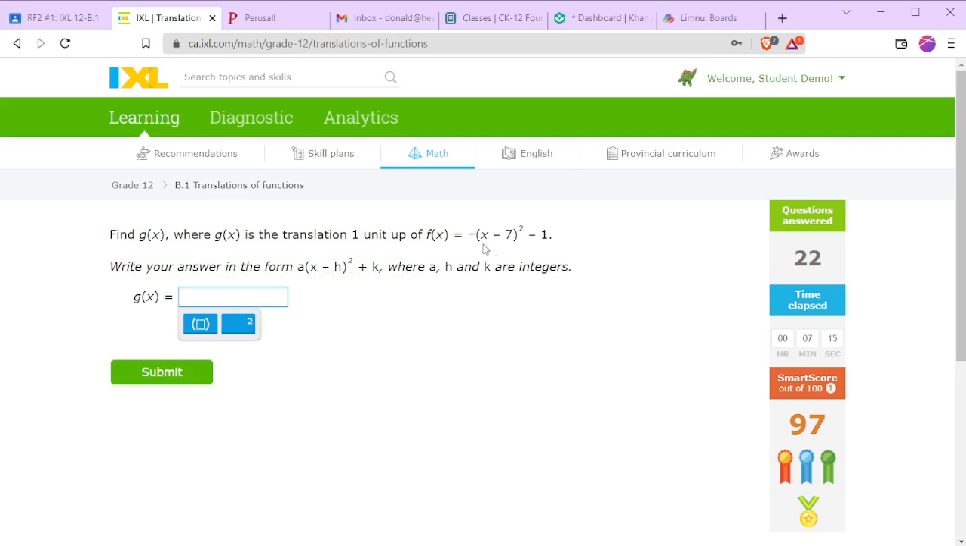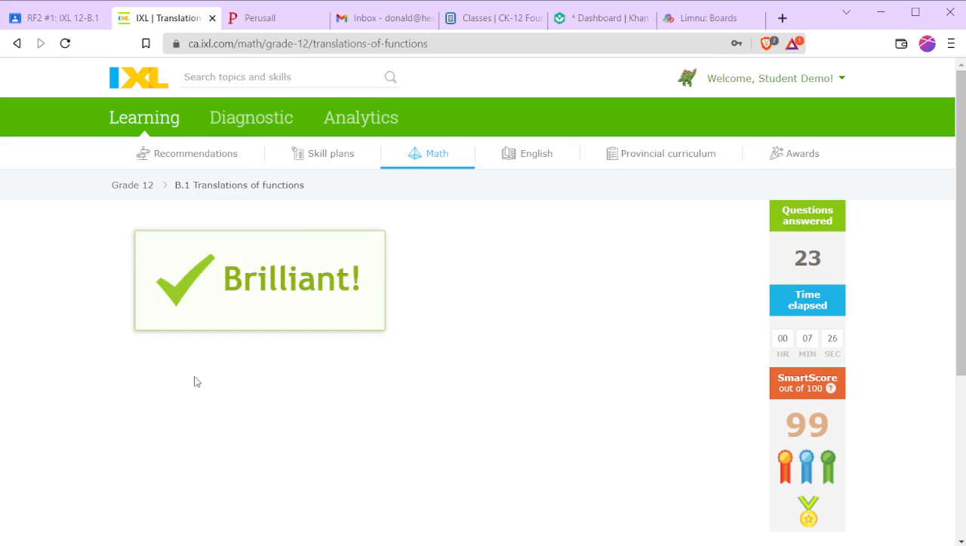And here if we're going 1 unit up, the first part remains unchanged. And then we add 1 to the negative 1, which cancels. It's the same as 0.